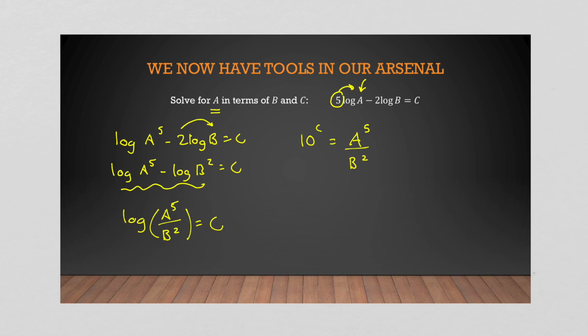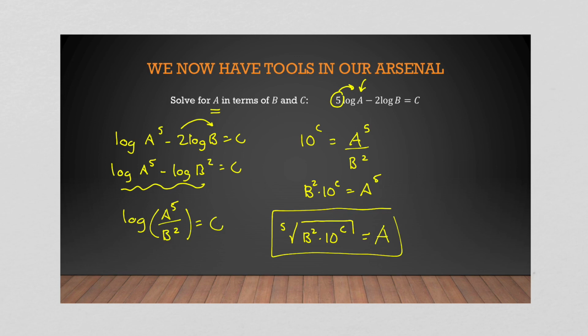So now I multiply b squared on both sides, and I get b squared times 10^c equals a to the 5. And then how do I get rid of that a to the 5? Well, I fifth root both sides. So a equals the fifth root of b squared times 10 to the c. And I can't simplify that any further. That is my solution. Very nice.